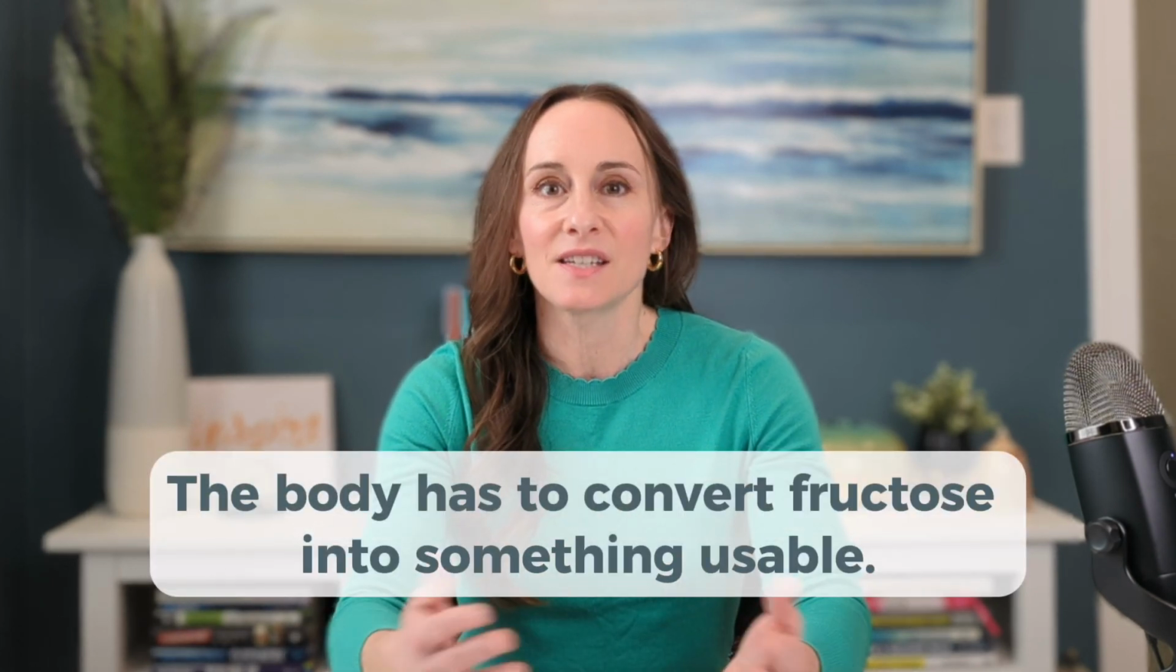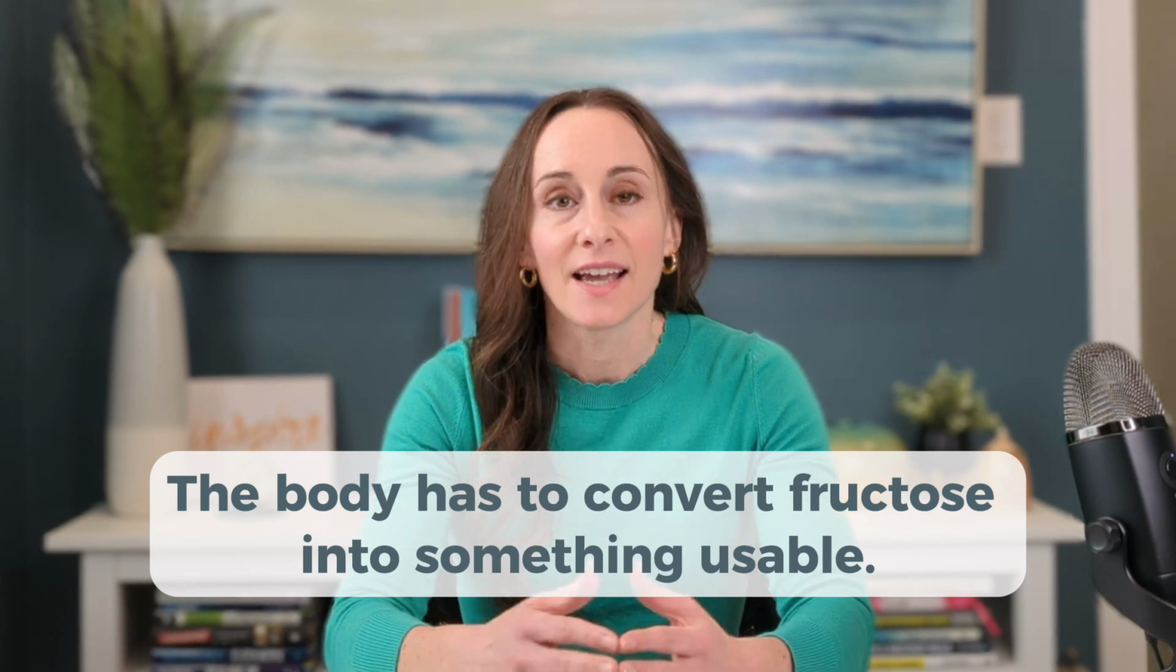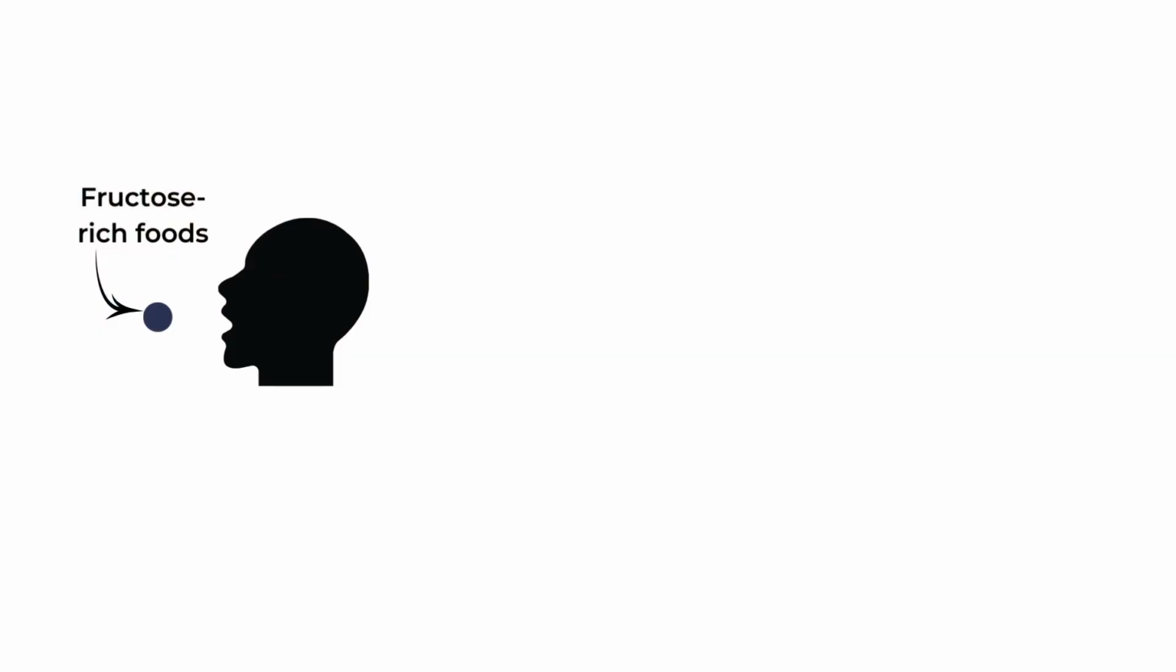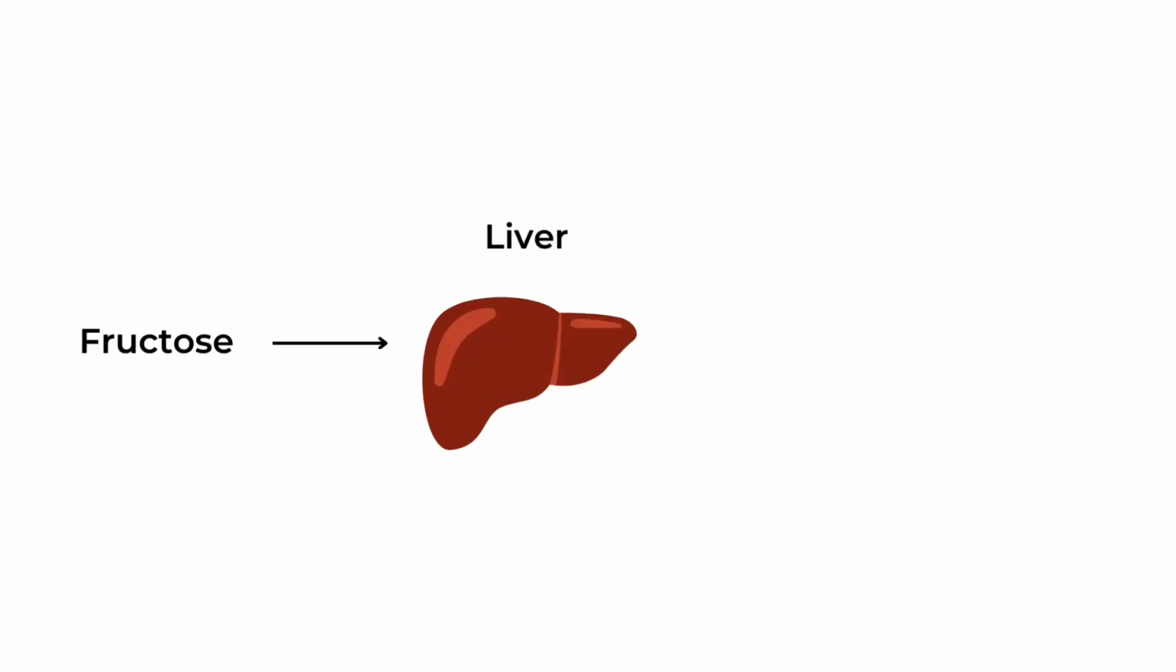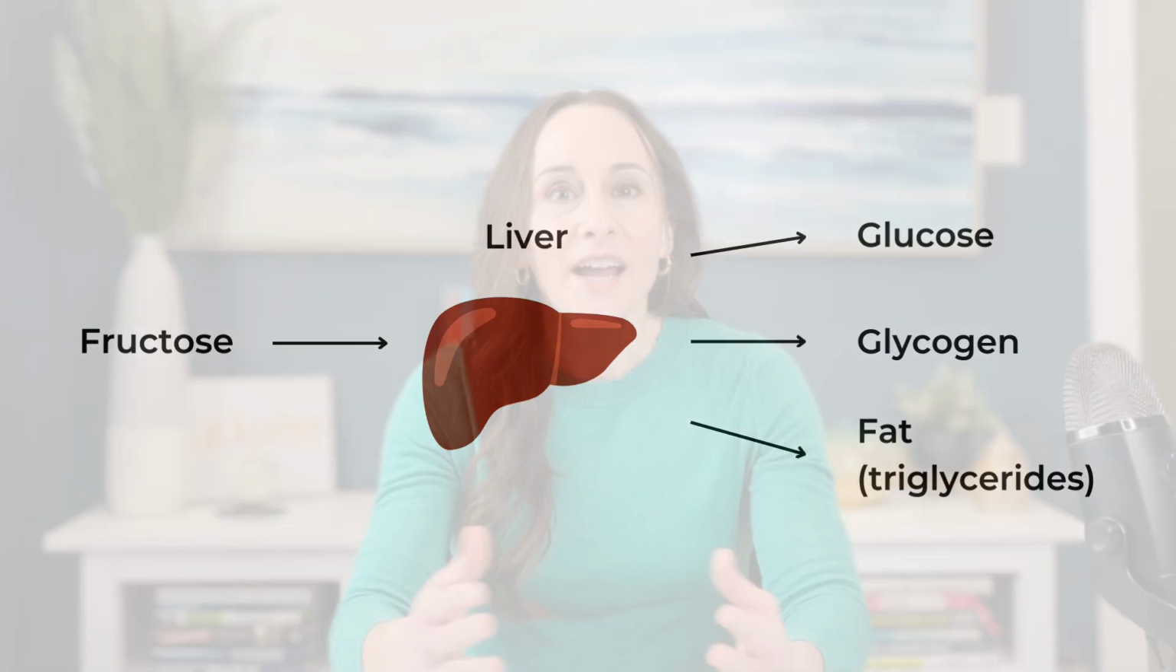But there's one other thing that triggers non-alcoholic fat production in the liver. It's fructose. Unlike glucose, fructose does not considerably stimulate insulin release, and your cells can't use fructose as a fuel source. So the body has to convert fructose into something usable. And it turns out that the liver is the only place where fructose can be metabolized. When you consume fructose-rich foods, the fructose travels to the liver where it's converted into a fuel source the body can use, like glucose or glycogen, or it's converted directly into fat. Foods that are high in fructose include high fructose corn syrup, table sugar, honey, agave syrup, and fruit juices.